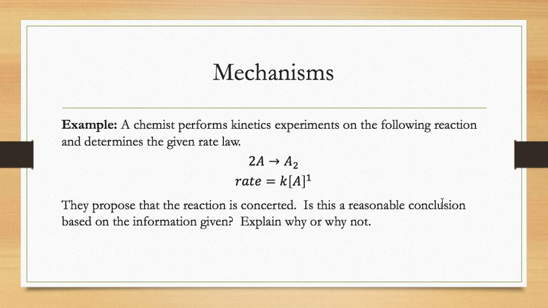So let's say we've got a chemist performing this reaction, some generic reaction of 2A reacting to form this molecule A2. And they do their experiments and they find out that the rate law is this. Rate equals k times A to the first power. So it's first order in A. They propose that the reaction is concerted. So if you remember, a concerted reaction is one that happens in just one step. So they're saying, is this a reasonable conclusion based on the information given? Explain why or why not.